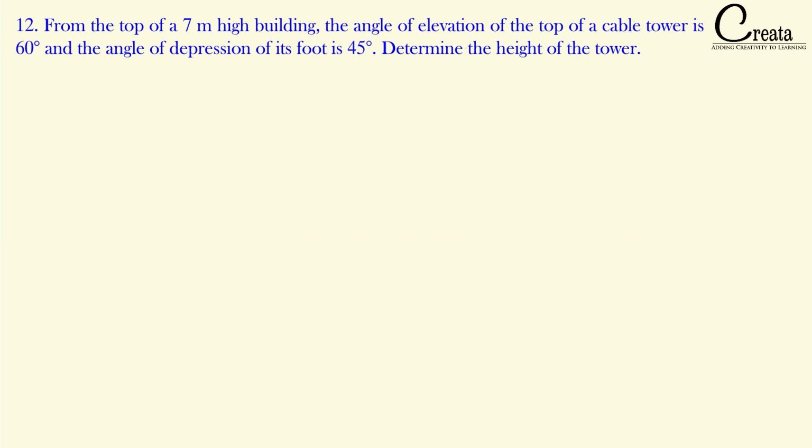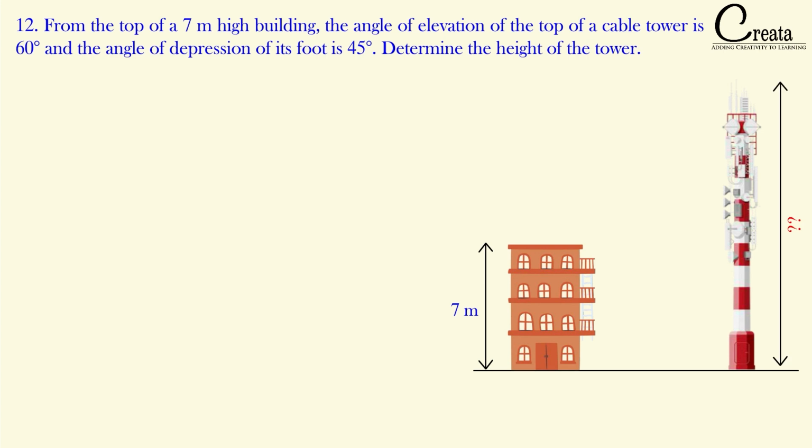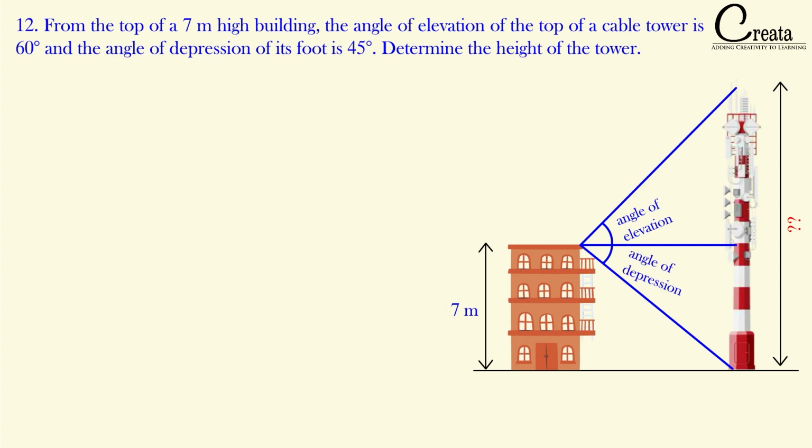So let's observe what is given in the question. In this question, a 7-meter high building is given. So let's take this building, and also a cable tower is given whose height we have to calculate. From the top of the building, we are looking at the top of the tower and also at the foot of the tower. When we are looking at the top of the tower, the angle formed is angle of elevation. When we are looking downward to the foot of the tower, the angle formed is angle of depression. And both of these angles are with respect to the horizontal line.